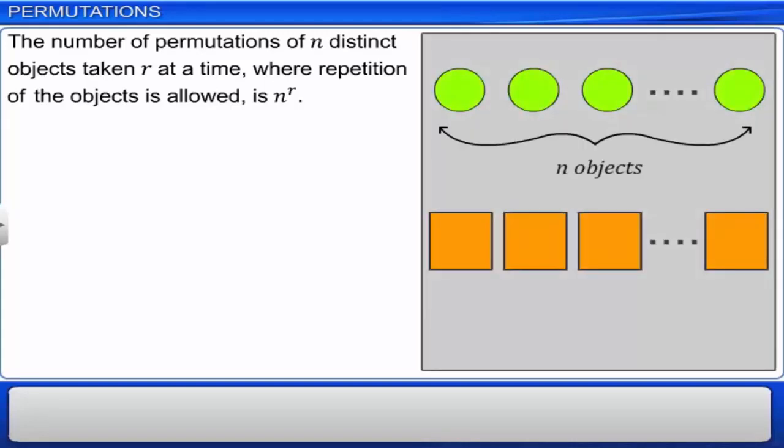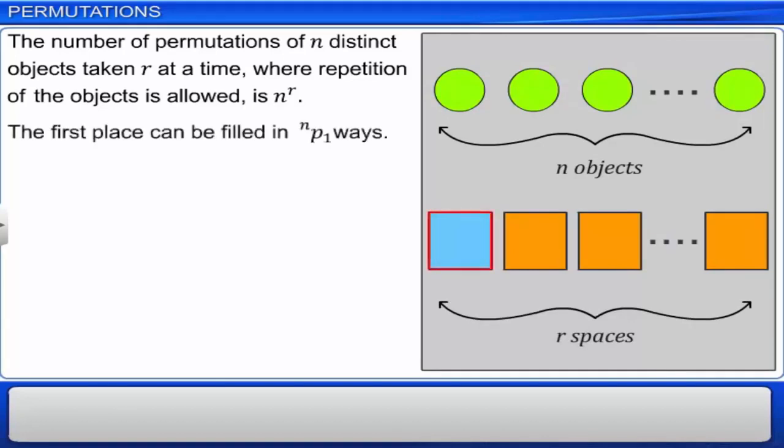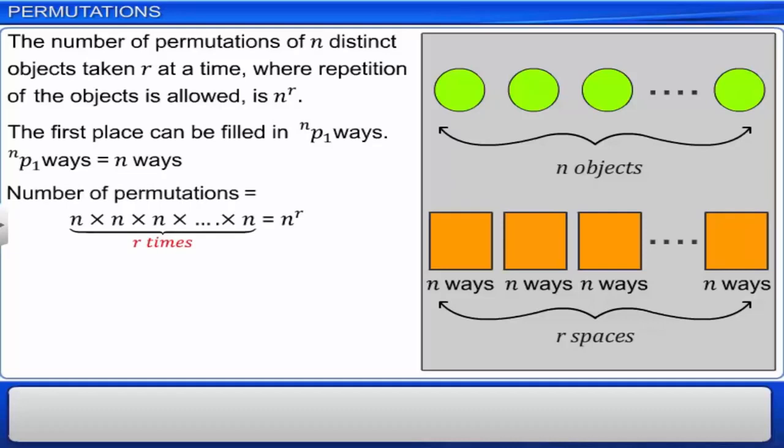Suppose there are n distinct objects and r spaces. The first place can be filled using n objects in nP1, that is, n ways. Since repetition of objects is allowed, we have n objects available to fill the second place. Therefore, the second place can be filled with n objects in nP1, that is, n ways. Similarly, the rth place can also be filled in n ways. By the multiplication principle, the total number of permutations is equal to n multiplied by n, r times, which is equal to n power r.